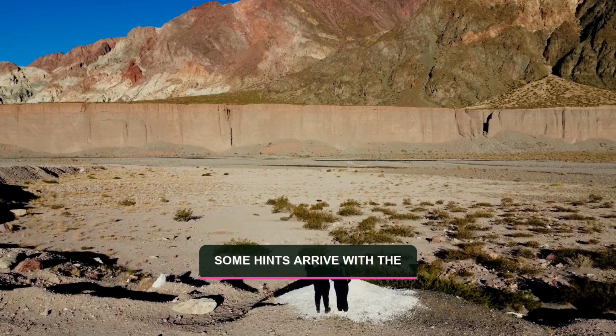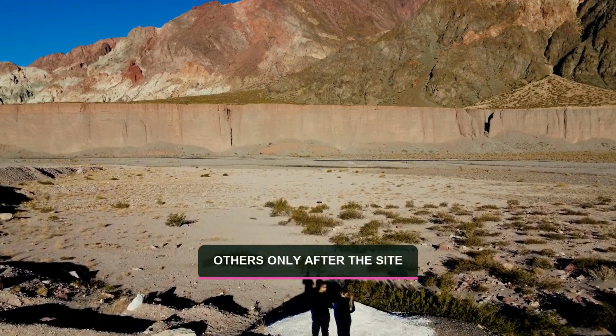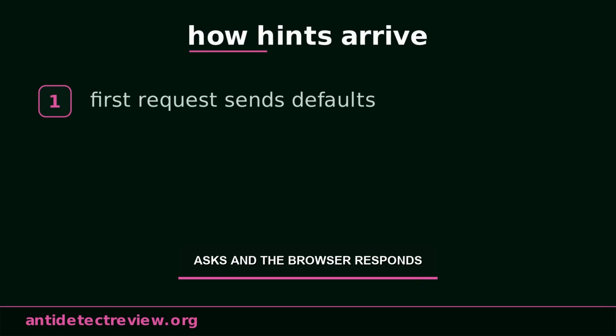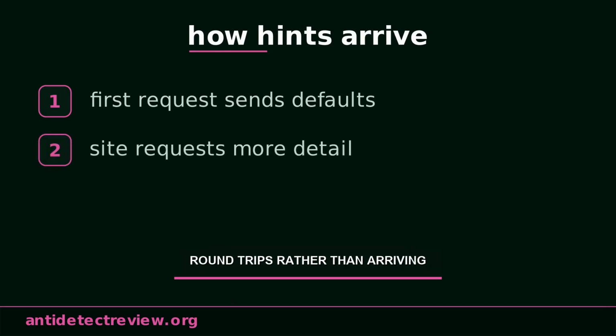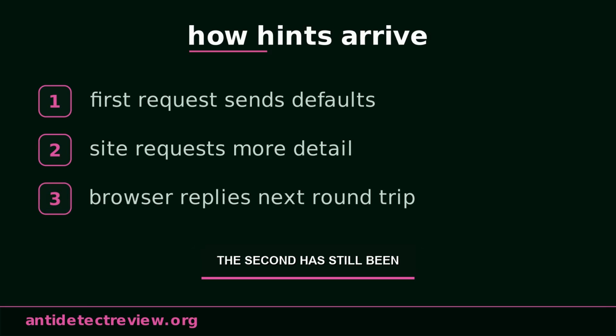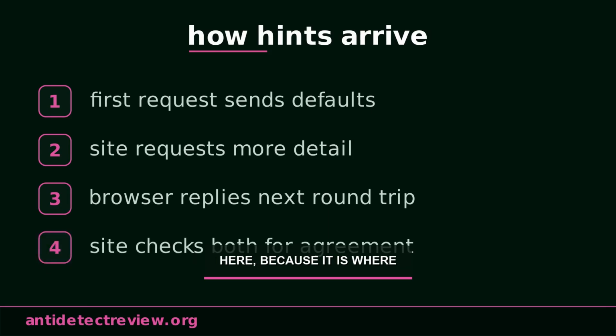There is also an ordering detail worth knowing. Some hints arrive with the very first request, others only after the site asks and the browser responds on the next one. So the picture a site builds develops over a couple of round trips rather than arriving complete. A setup that is consistent on the first request and inconsistent on the second has still been caught just a moment later.